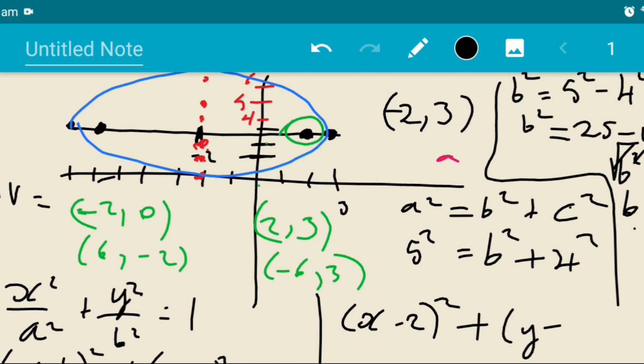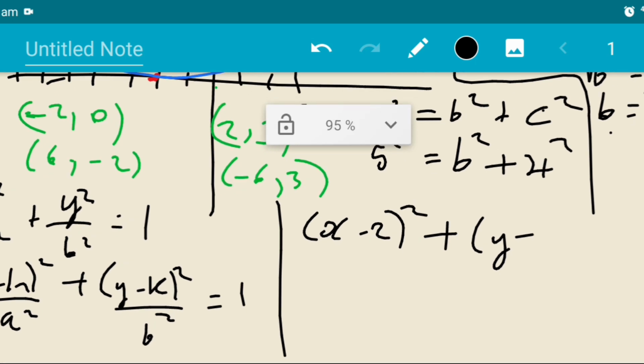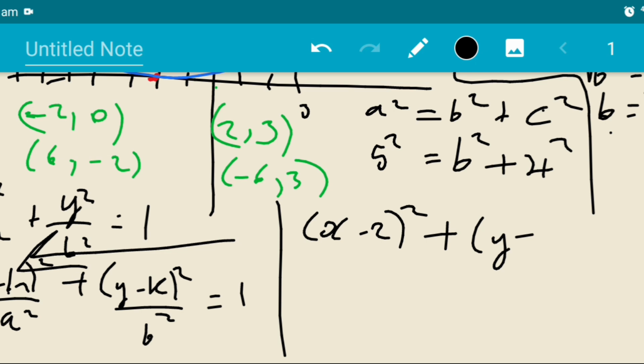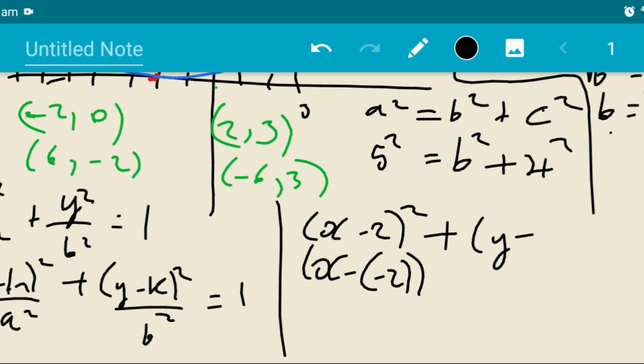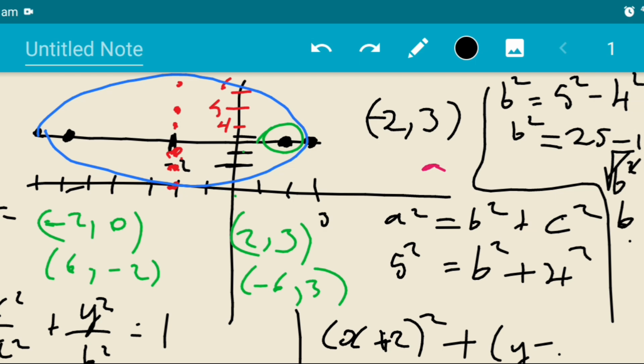Then we say squared plus y minus, what is our k? Actually, there's a mistake there. It is h here in the equation. The equation is x minus h, and our h is -2. So it is -2 times -2, which is positive 4. So this is a plus. Then for y, we do the same thing. It is y minus k. Now what is our k in this case? Our k is +3. It is located at +3 at the top there.